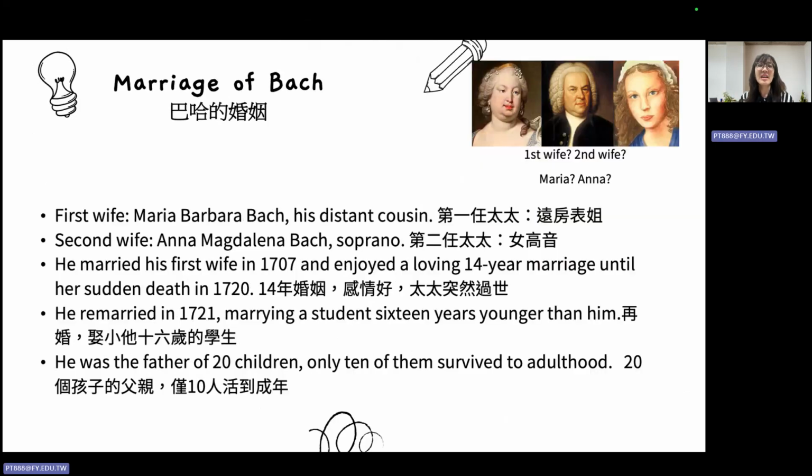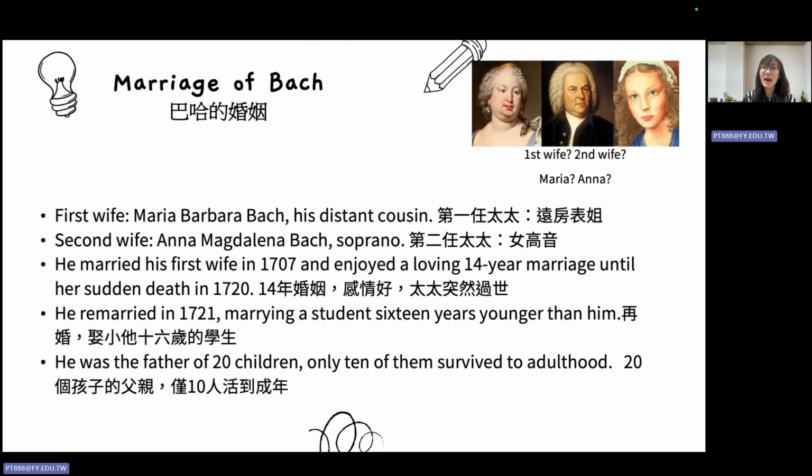Okay, here comes the marriage of Bach. His first wife was Maria Barbara Bach, his distant cousin. And he got his second wife, Anna Magdalena Bach. She was a soprano. He married his first wife in 1707 and enjoyed a loving 14-year marriage until her sudden death in 1720. 那他们其实感情非常好。Bach didn't have any affairs. He was very devoted. He loved his wife so much.